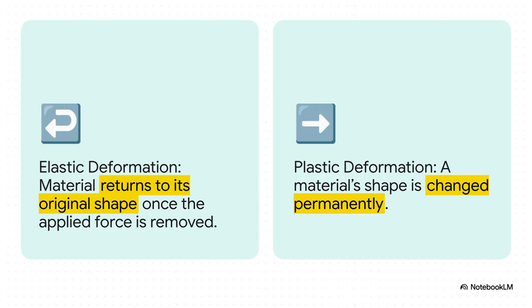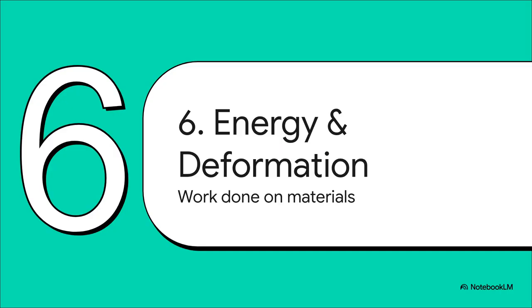So that graph really shows us the two main ways a material can deform. Elastic deformation is like a rubber band. You stretch it, you let go, it snaps right back. No permanent change. But plastic deformation is like bending a paper clip. Once you go past that elastic limit, it stays bent. Forever. That brings us to our last big topic, energy.